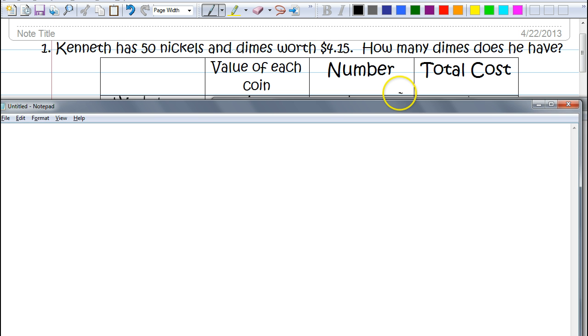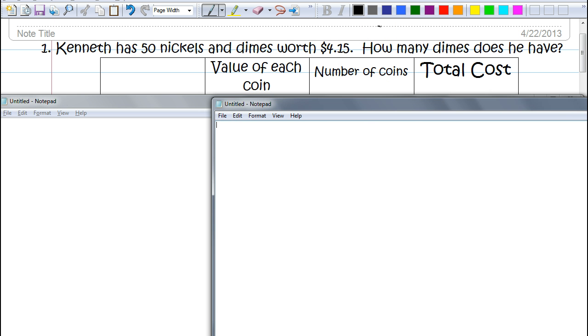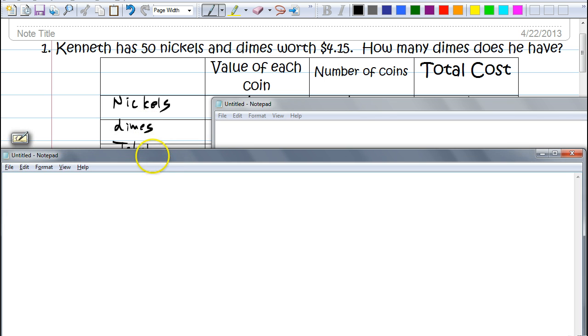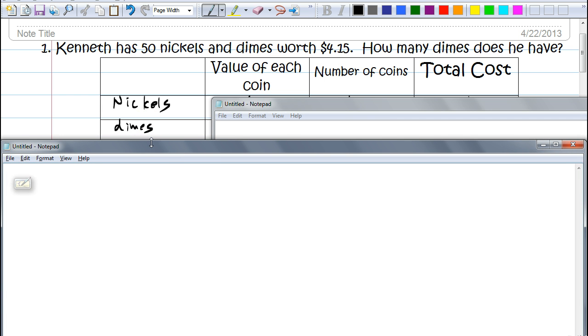Here we go. So we're gonna have value of each coin, number of coins, and total cost. We're used to something like this, right? We've done this before. So what are we gonna talk about first? Let's talk about nickels, and then dimes. Okay. So what can you tell me about value of each nickel? Yes, Chuck? They're 5. Should I put 0.05 or 5?